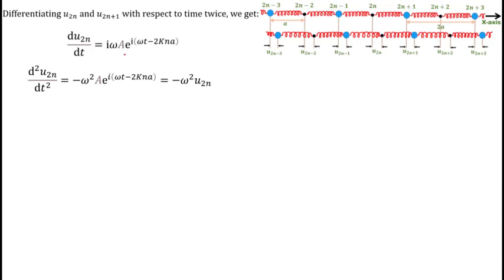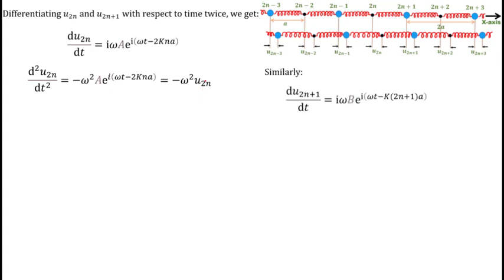So, if we differentiate u2n and u2n plus 1 with respect to time twice, by first differentiating u2n with respect to time, we get i omega comes outside. So, it is i omega, and this is the expression of u2n itself. If we doubly differentiate it with respect to time, we get i omega and another i omega. So, it becomes i square omega. And i square is minus 1. So, it is minus omega square a e to the power i omega t minus 2nka, which we can write as minus omega square u2n.